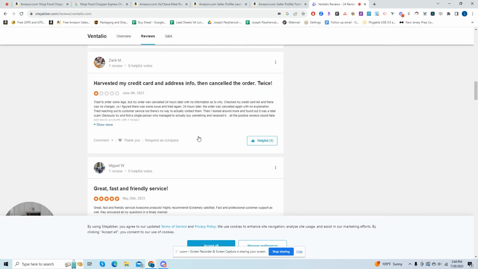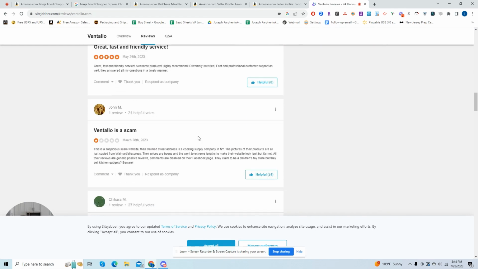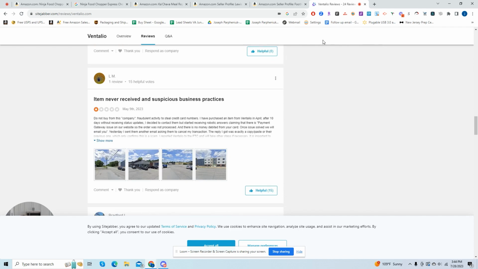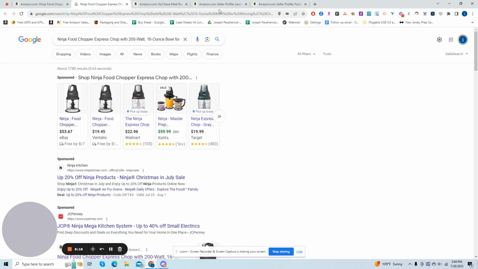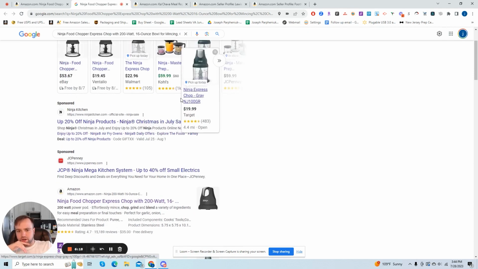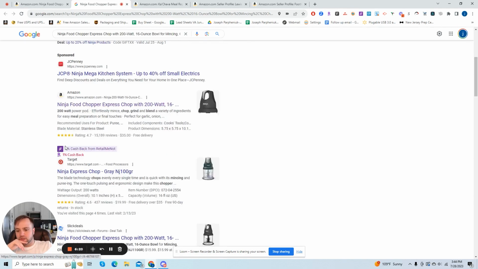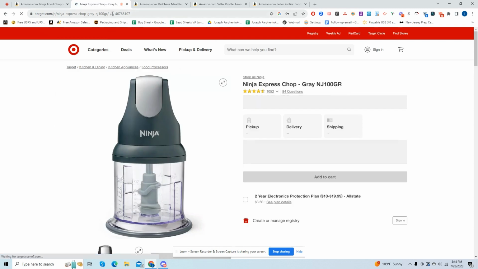A lot of people are saying that they took your credit card and canceled. It says it's a scam. I would stay away from that. If item received, suspicious business practices, looks like they're stealing credit card numbers. This is a red flag here. I wouldn't buy from the store. So I know Target does carry it for $20. Let's see if we can manufacture a little bit of margin here.